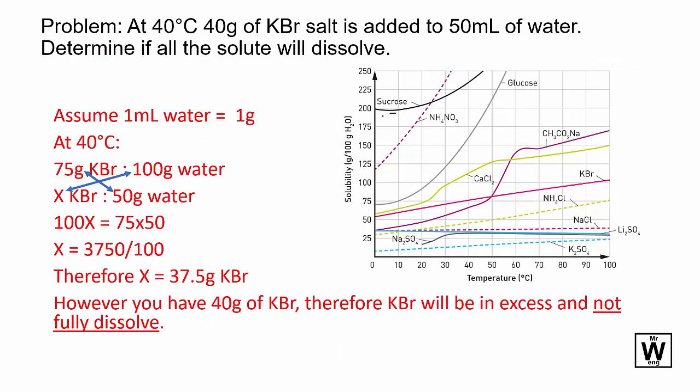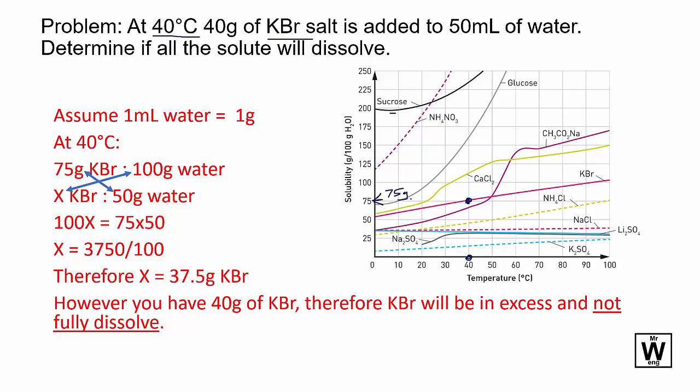At 40 degrees, if you have 40 grams of potassium bromide and 50 mils of water, will it dissolve? What you do here is look to the graph and find 40 degrees for potassium bromide. So there's 40 degrees, there's potassium bromide. It's a coincidence it's on the line there, so I can do a fairly easy reading of 75 grams.